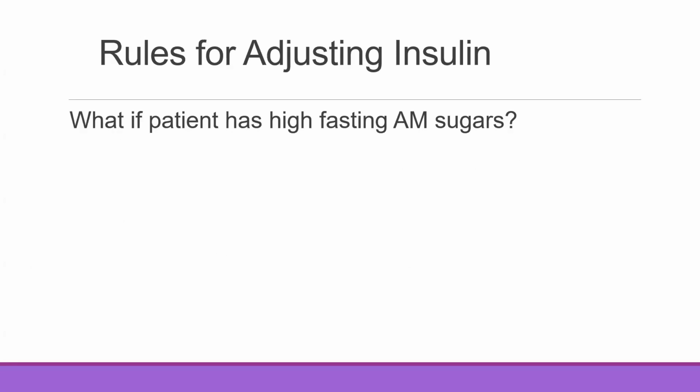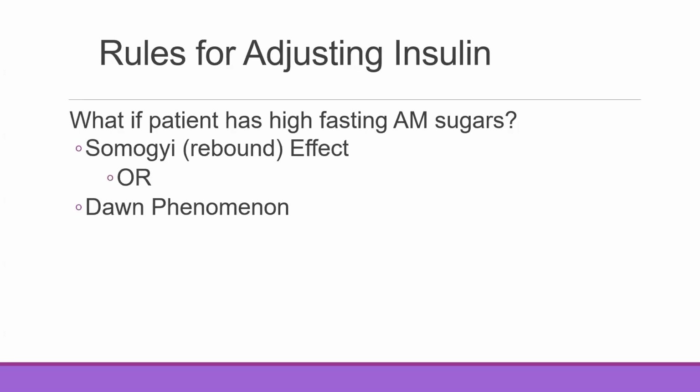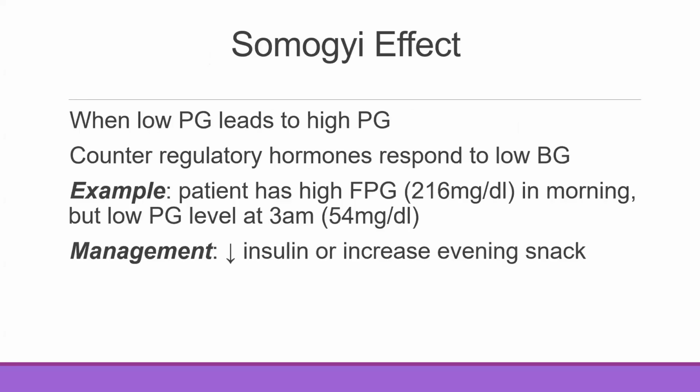Now, if the patient has a high fasting sugar, how do you approach it? It may be because of two reasons. One is the Somogyi phenomenon, another is the Dawn phenomenon. If there is a fasting high, it means the patient has high sugar throughout the night. And if it is high sugar throughout the night and the patient lands up with fasting hyperglycemia, in those cases we have to increase the insulin dose.